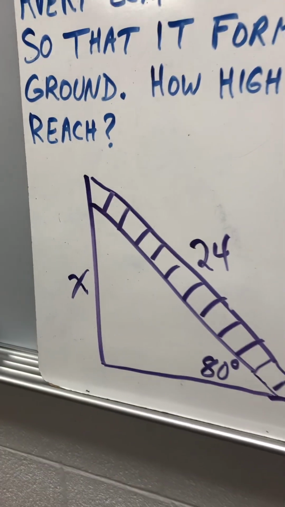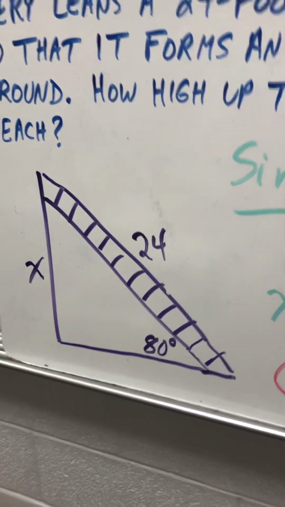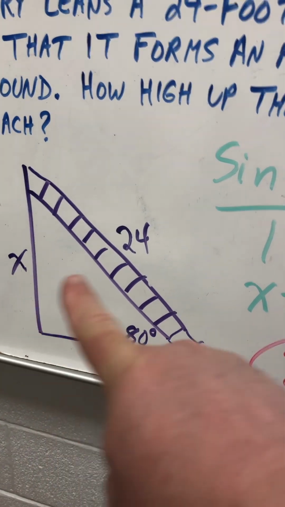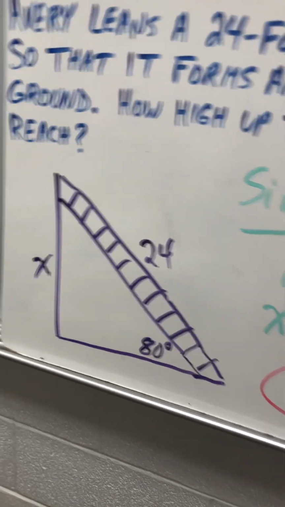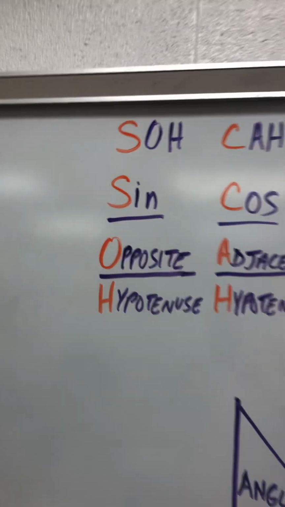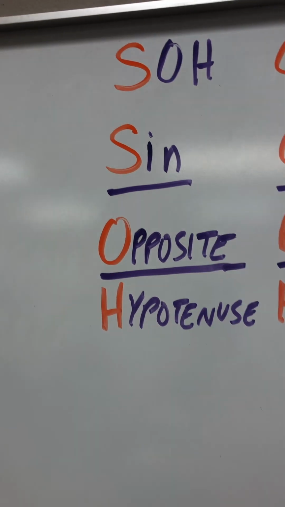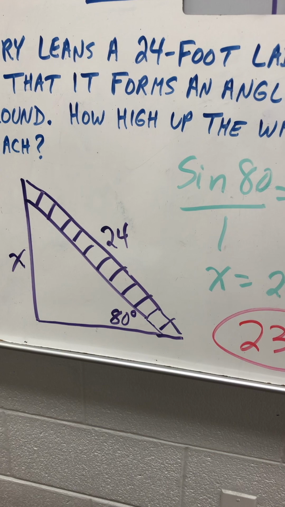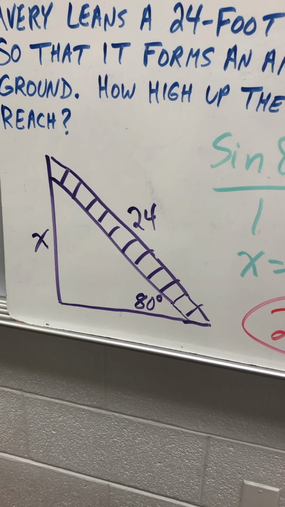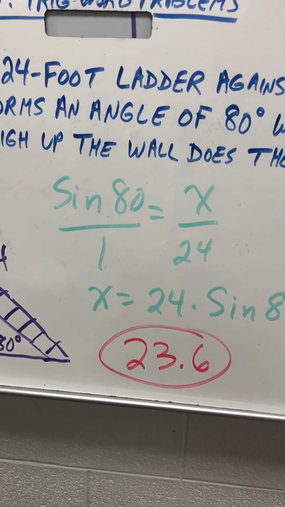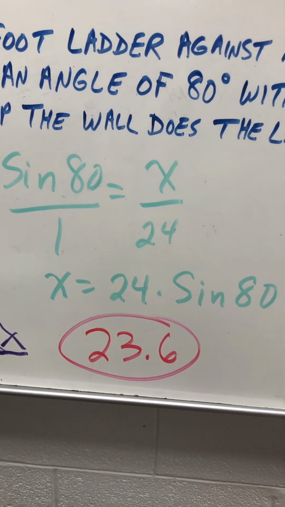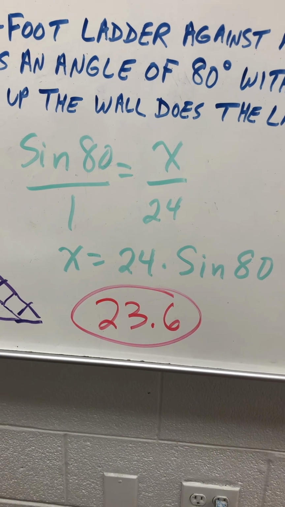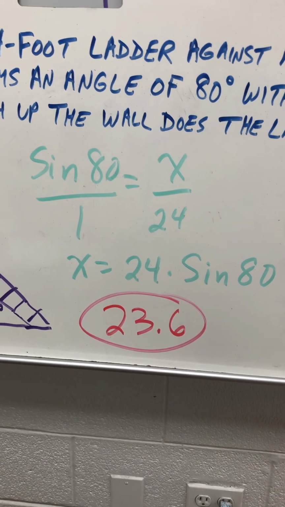Okay. So now, 80 degrees from the angle, this is opposite. X is opposite and 24 is hypotenuse. What do we use for opposite and hypotenuse? You use sine, right? So we're going to say sine 80 equals x over 24, right? Cross multiply. 24 times sine 80 equals 23.6 if you use your handy dandy calculator. Easy.